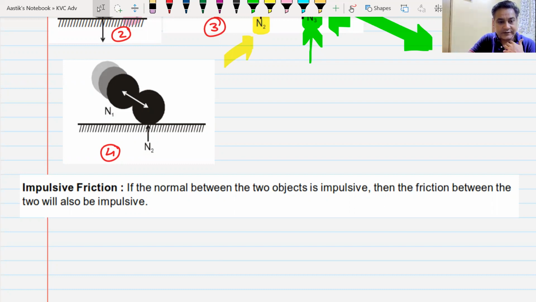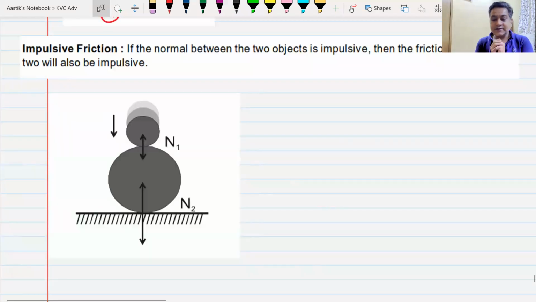So if you look at this diagram again, here in this diagram, both the normal reactions N1 and N2 are impulsive. Yes or no? Yes, sir. Therefore, friction between ball 1 and ball 2 and ball 2 and ground, both of the friction would be impulsive. Do we understand this? Yes, sir.